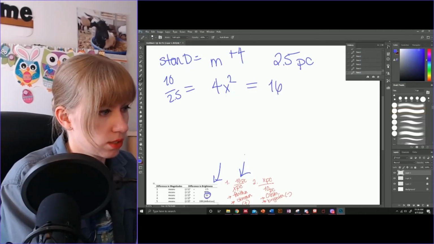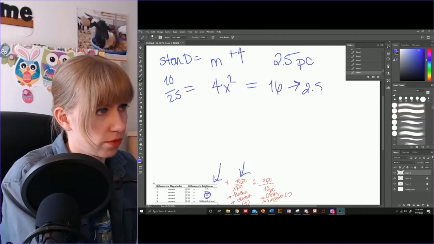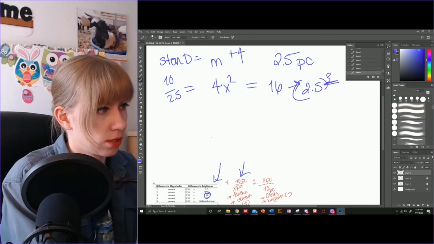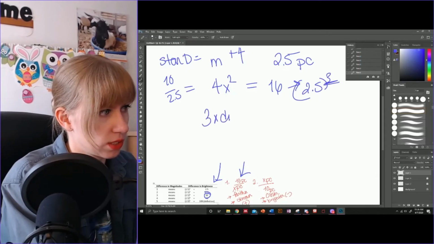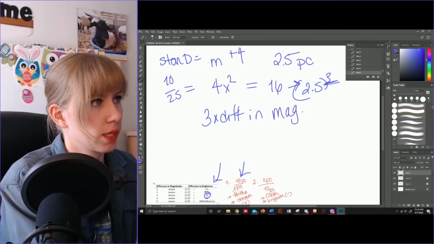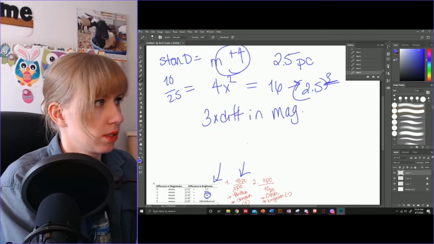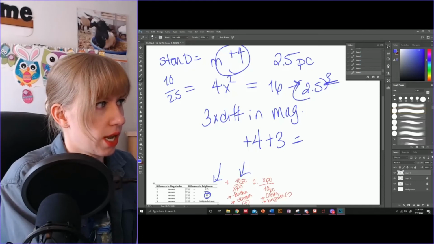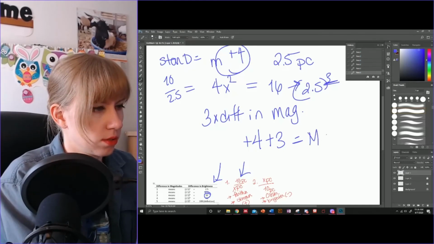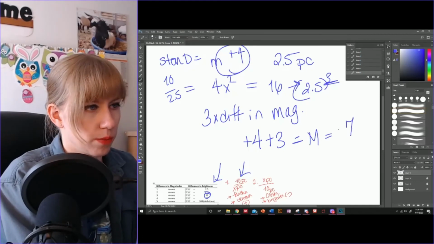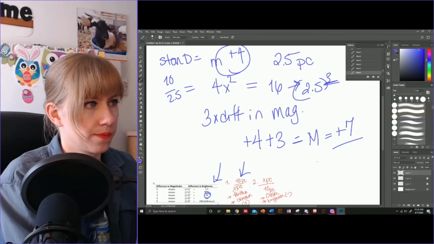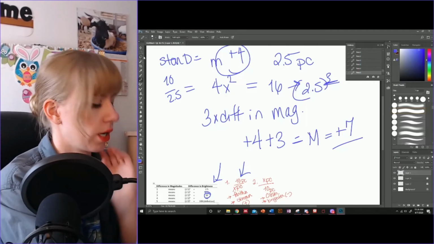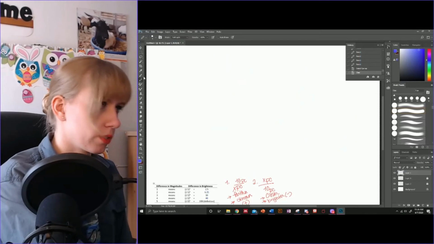We already know where this is going. 16 becomes 2.5 to the third. Okay, which means we have a 3 times difference in magnitude. Okay, and since we're coming closer, we need to add together, which means it's going to get dimmer. So plus 4 plus 3 is going to give us an absolute magnitude of positive 7. Okay. And we'll do our last one. It is going to be going farther.